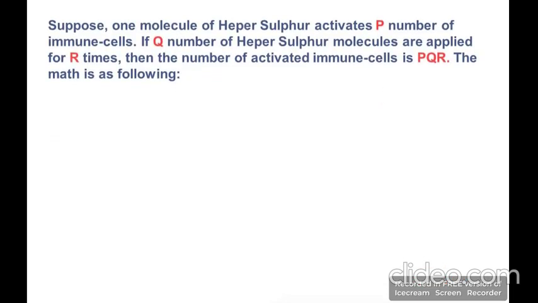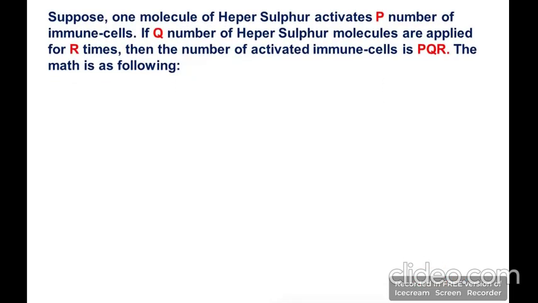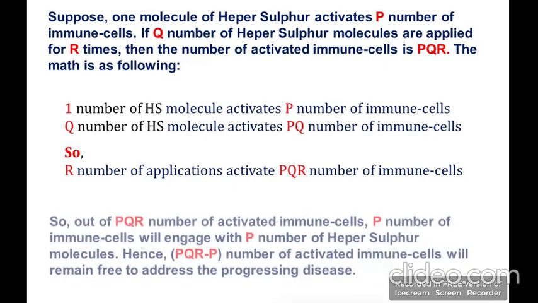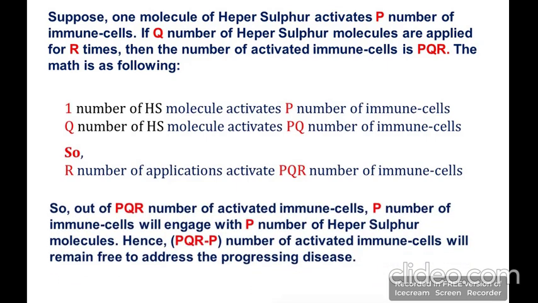Suppose one molecule of Hepar sulfur activates P number of immune cells. If Q number of Hepar sulfur molecules are applied for R times, then the number of activated immune cells is PQR. The math is as follows. One HS molecule activates P number of immune cells. Q number of HS molecules activate PQ number of immune cells. So, R number of applications activate PQR number of immune cells.